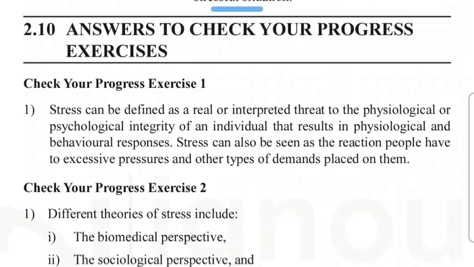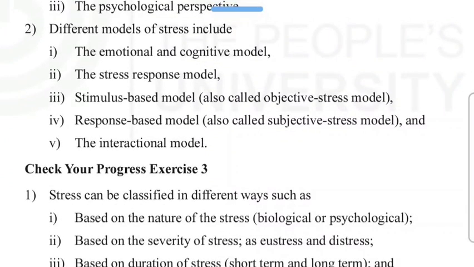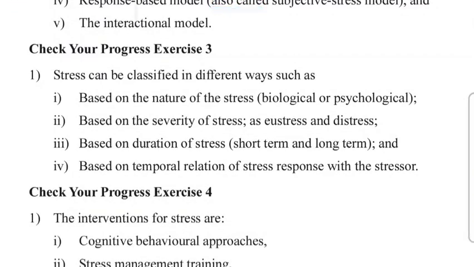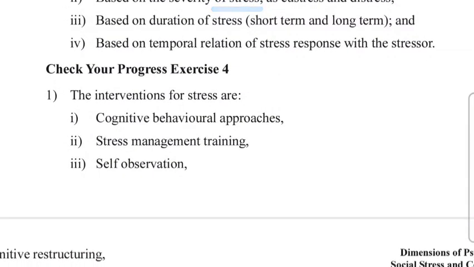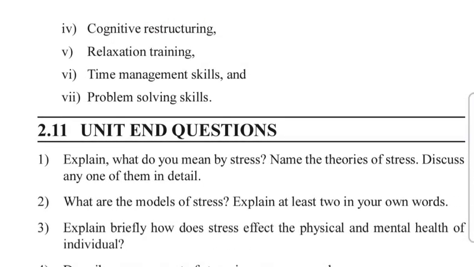Answers to check your progress exercises. Exercise 1. 1. Stress can be defined as a real or perceived threat to the physiological or psychological integrity of an individual, resulting in physiological and behavioral responses. Exercise 2. 1. Theories of stress include the biomedical perspective, the sociological perspective, the psychological perspective. 2. Models of stress: emotional and cognitive model, stress response model, stimulus-based model, objective stress model, response-based model, subjective stress model, interactional model. Exercise 3. 1. Stress classifications: based on nature, biological or psychological; based on severity, eustress or distress; based on duration, short-term or long-term; based on temporal relation, timing of the stress response. Exercise 4. 1. Stress interventions: cognitive behavioral approaches, stress management training, self-observation, cognitive restructuring, relaxation training, time management skills, problem-solving skills.